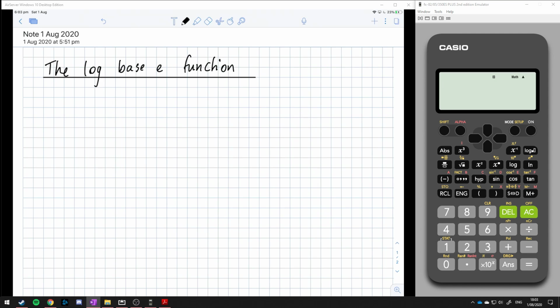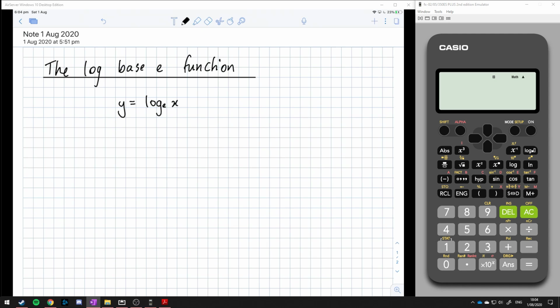Okay, so because e is the natural base for logarithms, logarithm base e is called the natural logarithm, and the function y is equal to log e of x is called the logarithmic function, to distinguish it from other logarithmic functions such as log base 2 of x and log base 10 of x that have other bases.